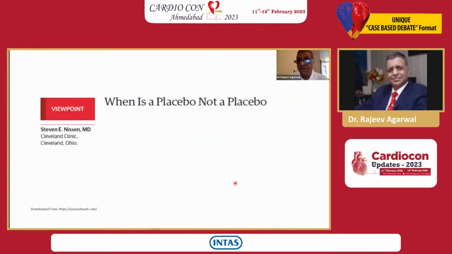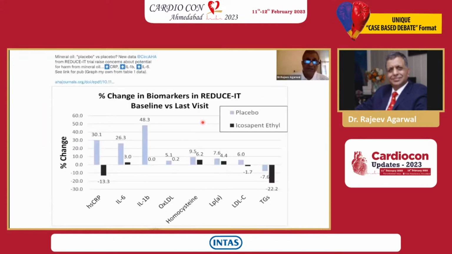This is Stephen Nissen last year, who said that the REDUCE-IT trial was positive because the placebo was not a placebo. It was a negative placebo. It was not a neutral placebo. So this trial has not gone into 1A recommendation at the moment. It is just landing at 2A and has fallen into controversy because of mineral oil negativity.